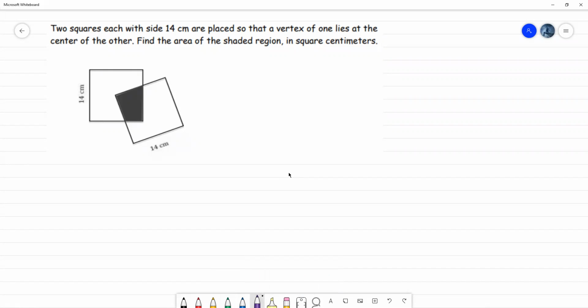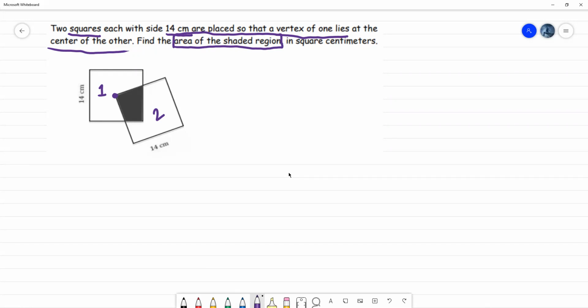Okay, let's begin. Two squares, each with side length 14 centimeters, are placed so that the vertex of one lies in the center of the other. So this square, I'm just going to name this square 2. This is square 1. Square 2's corner is touching square 1's midpoint. And using that, we need to find the area of the shaded region.